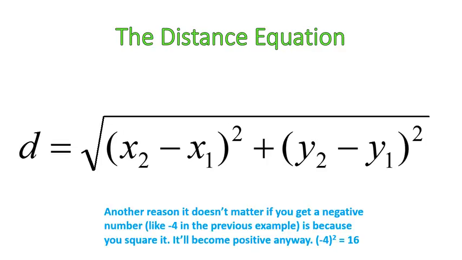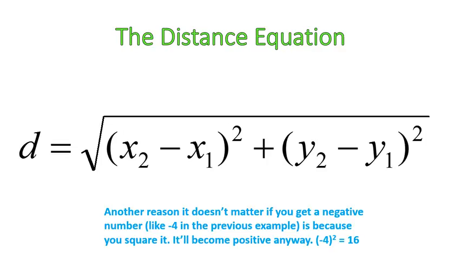Also, just a quick note, another reason that it doesn't matter if it's negative, like -4 in the previous example, was because we're going to square it. So let's say when I subtracted my y values, I get -4. -4 squared is the same thing as +4 squared. So when you get negative answers, it really does not affect the equation at all.